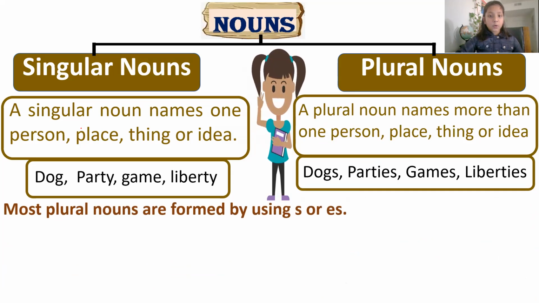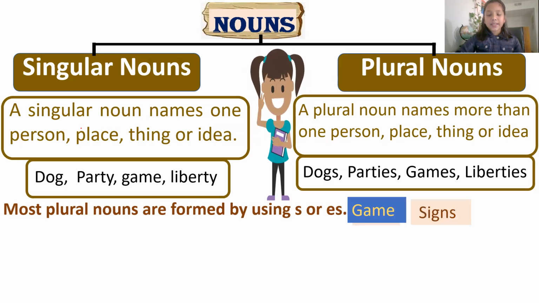Most plural nouns are formed by using s or es, like fox, foxes, has an es to it. Sign, signs. Game or games.